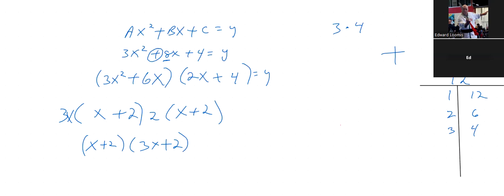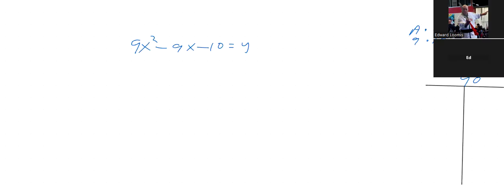I'm going to clear this. I'll put another problem up. We'll work on another one, and then after that, I'll give you one to work on. Okay, so this is our next problem.